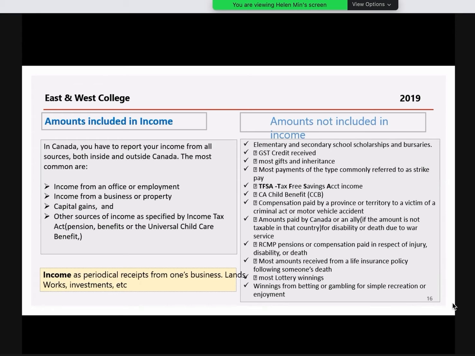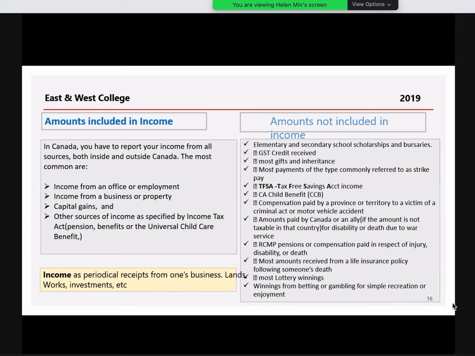And the same thing applies to the RCMP. The RCMP pension and compensation for injury, disability and death work the same way as for an Army soldier. The compensation for injury, disability and death is tax-free. Especially for the RCMP, the pension is tax-free.